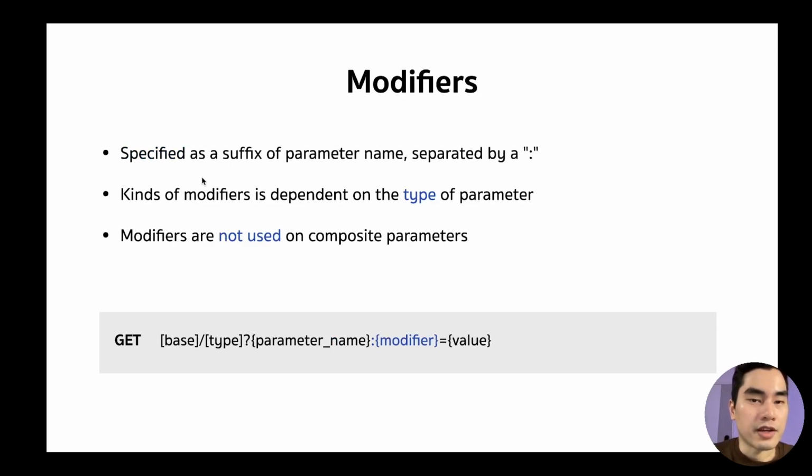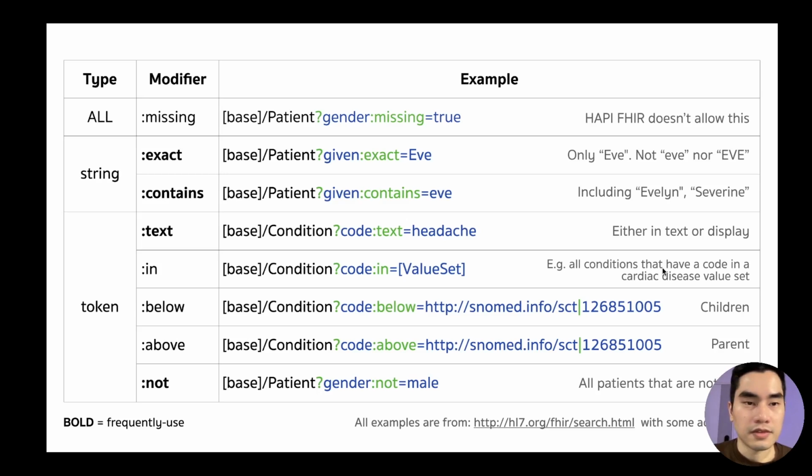Modifiers are specified as a suffix of a parameter name, after the colon character. The kind of modifier depends on the type of parameter. I will show you later what this means. Modifiers are not used on a composite parameter. I haven't talked about this yet, but I have to point it out here because it is related. Okay, so the format is like this. And here are a lot of modifiers.